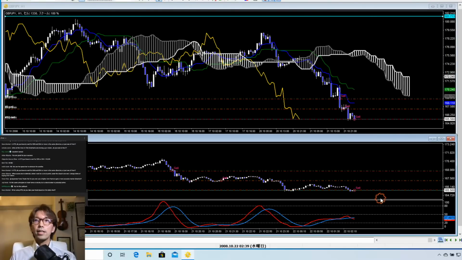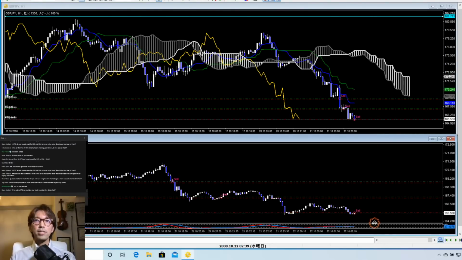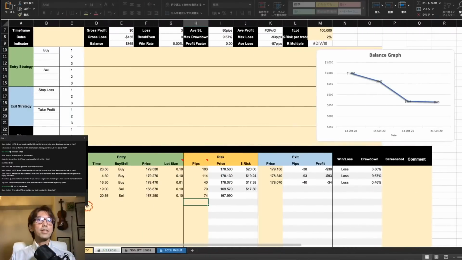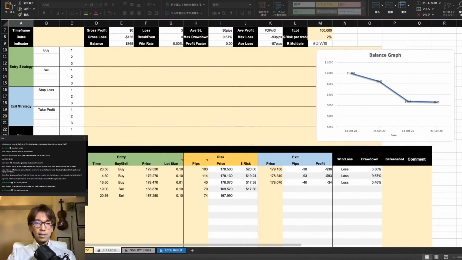And again, the stop loss is going to be slightly above the recent high, which is at this level. So this is going to be the 6th trade for this session, 6 trades on GBP JPY.